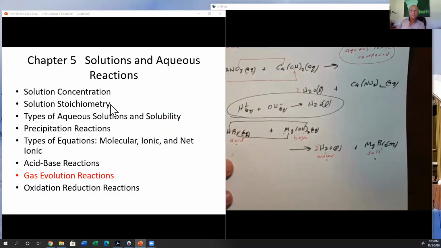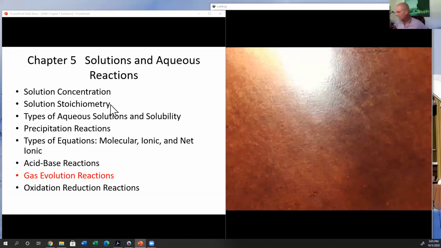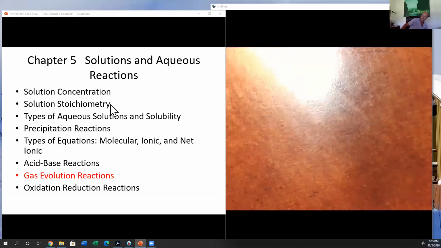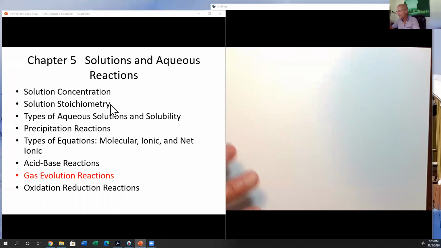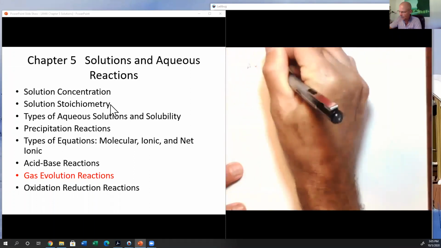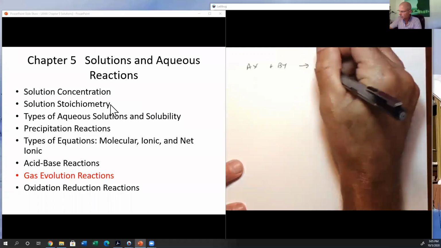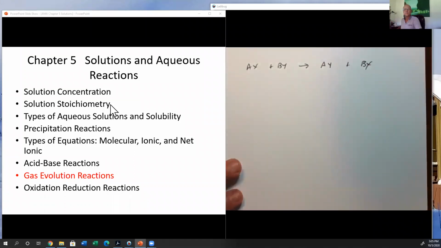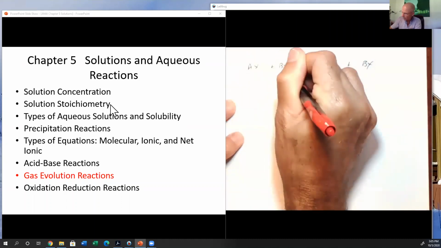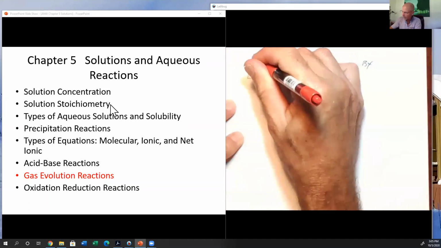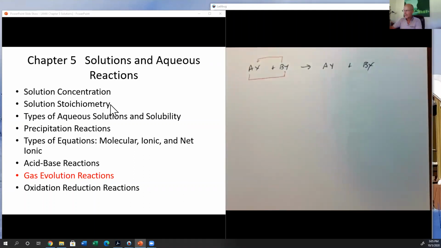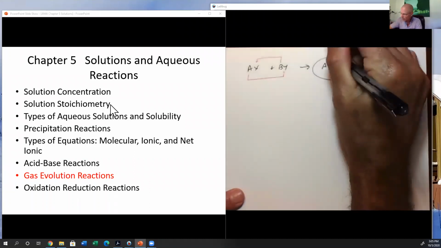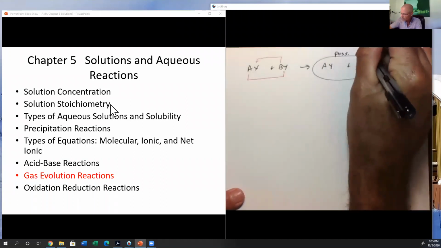Okay, let's move on to gas evolution reactions. That's the third class of reactions that follow this pattern. And again, notice that we're doing the same thing every time. We have AX plus BY goes to AY plus BX. We are always combining the cation of one with the anion of the other, and the cation of the other with the anion of the one. And then we're going to ask a question about these possible products.